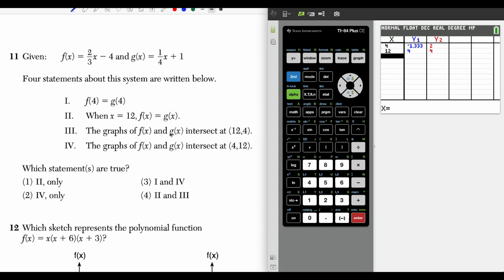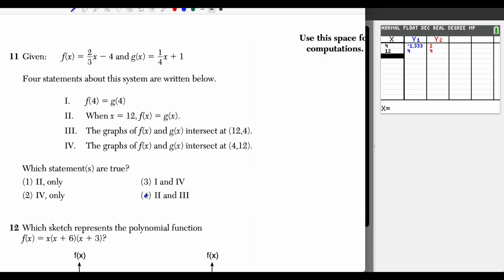The graphs of f and g intersect at 12, 4. We'll notice when x equals 12, y equals 4, and y equals 4 for both functions. So 3 is also true. And the graphs of f and g intersect at 4, 12. Well, once again, at x equals 4, the functions were not equal. So 2 and 3 are going to be true, and this is going to match up with choice 4.